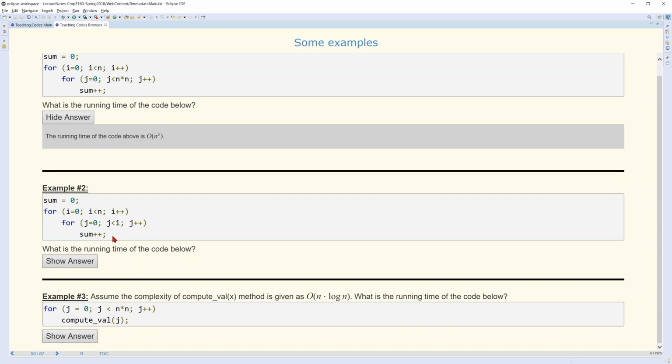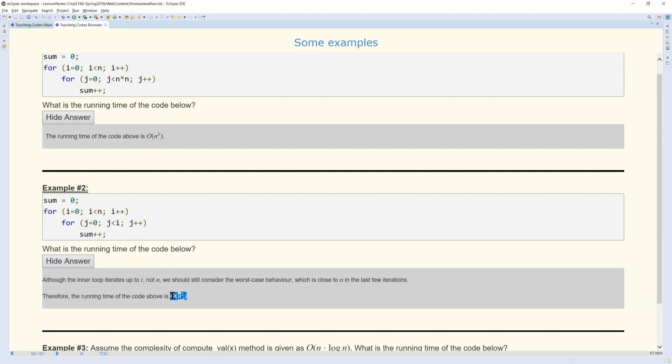So if you look at the number of times the statement sum plus plus here is executed, it's executed 0 times, once, plus 2 times, plus 3 times, plus 4 times. It goes all the way to n minus 1. Now, if you take the sum of the numbers from 1 to n or 0 to n minus 1, it doesn't matter. The overall complexity of that, remember Gauss' law, would be of the order O(n squared). Okay?